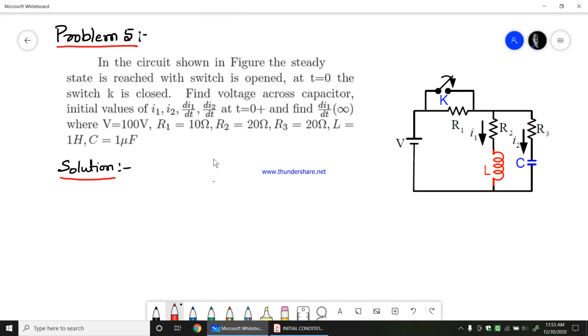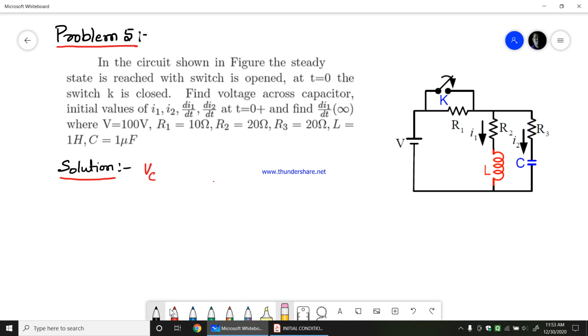Now in this circuit, whatever is shown, they say that the steady state is reached when the switch K is open. Then at t equals 0, the switch K is closed. So before the switch is closed, the circuit is under steady state. Now find the voltage across the capacitor, Vc of 0 plus and 0 minus.